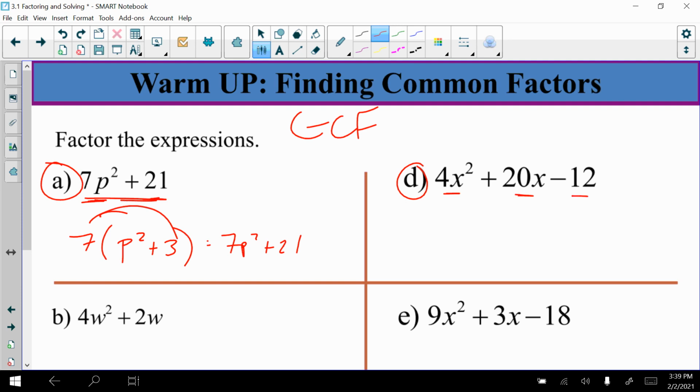This has 3 terms. They each have a coefficient, so I'm going to look at each of those coefficients, 4, 20, and negative 12. I'm going to ask myself the same question. What is the biggest number that I could divide all those things by? Well, they're all divisible by 4. So I'm going to factor a 4 out from each piece and divide each one of these terms by 4 individually. So 4x squared divided by 4 is x squared. 20x divided by 4, 20 divided by 4 is 5, and I still have that x attached to it. And negative 12 divided by 4 is a negative 3. So that's how I would do that one.